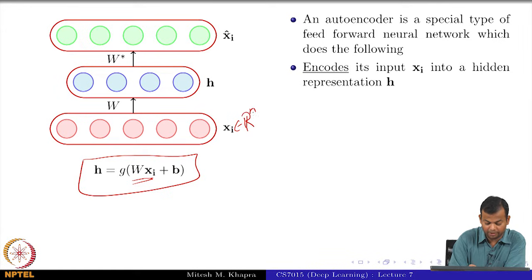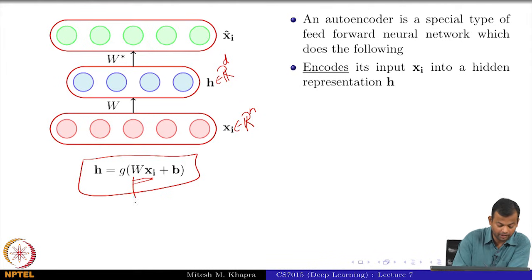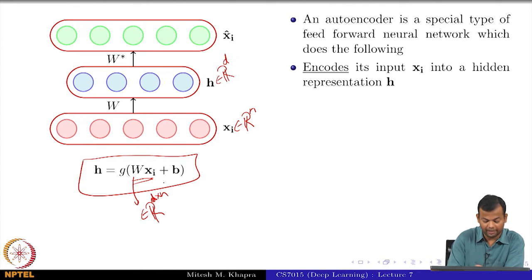Suppose xi belongs to R^n, that is what we have been considering throughout the course so far, and let us say h belongs to R^d. So, it is a d-dimensional representation. In that case what would W be? W would be in R^(d×n). It will multiply with an n×1 vector which is xi and give you a d×1 output. And similarly, b would also be d×1.